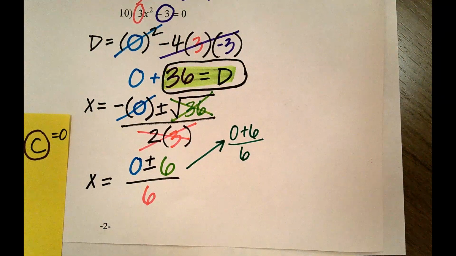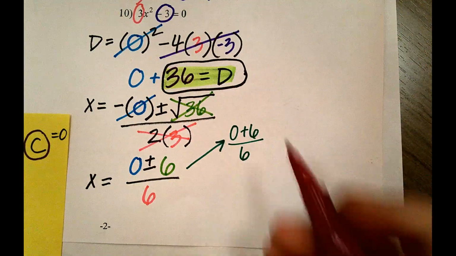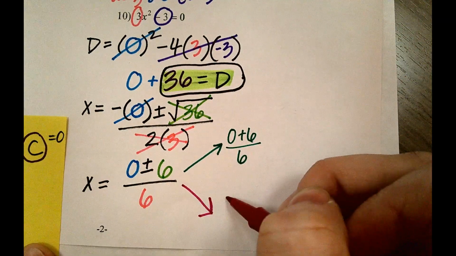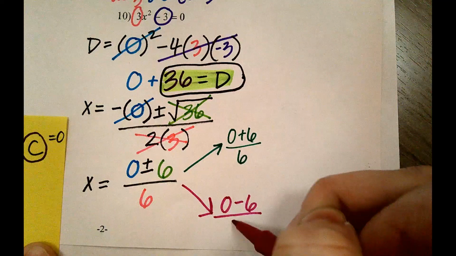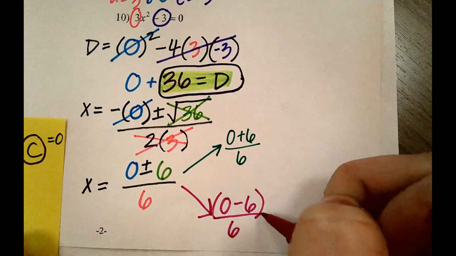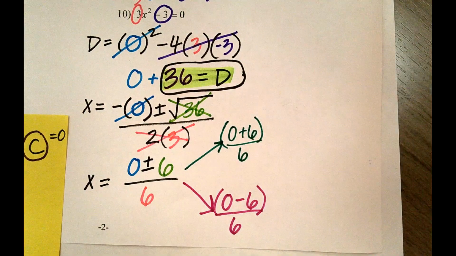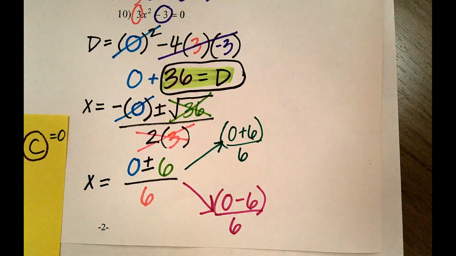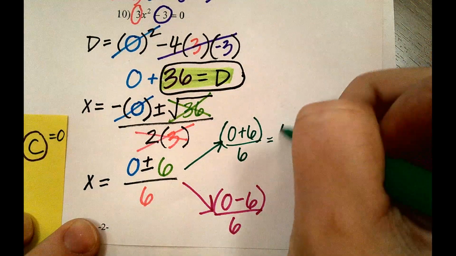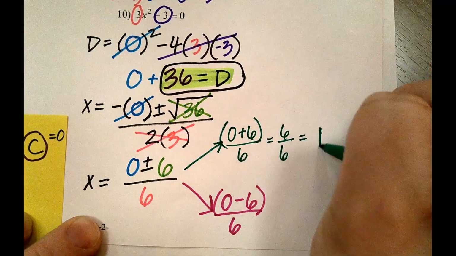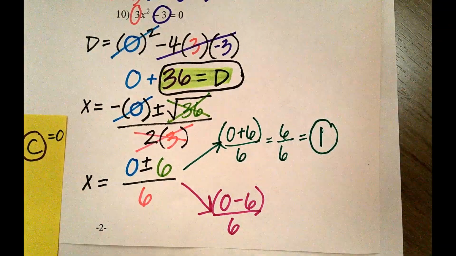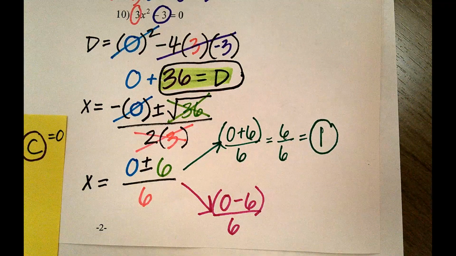Okay, so I crossed that out. I got 0 plus or minus 6 over 6. 0 minus 6 over 6. Yes. So I did my positive 1. Now I'll write my negative. 0 minus 6 over 6. Put those in parentheses too, so I don't forget. The top is going to be 6 over 6 equals 1. And the bottom is going to be negative 6 over 6 equals negative 1. Yes.